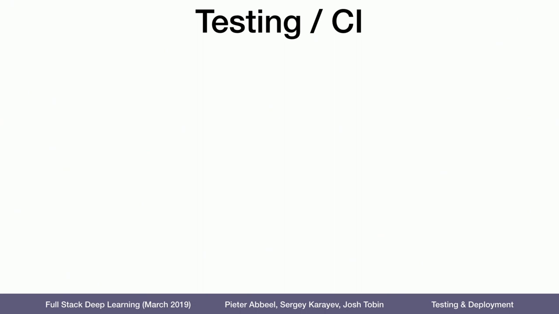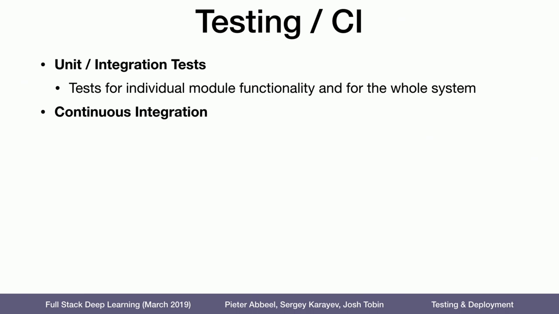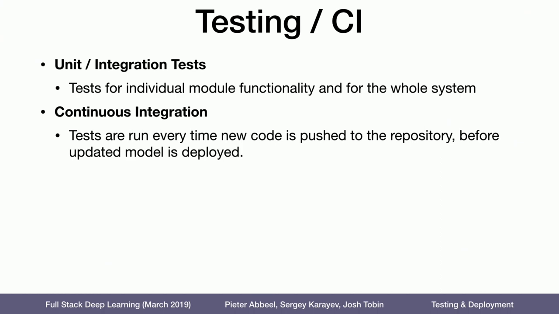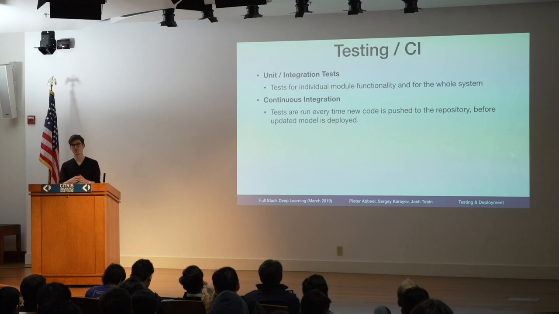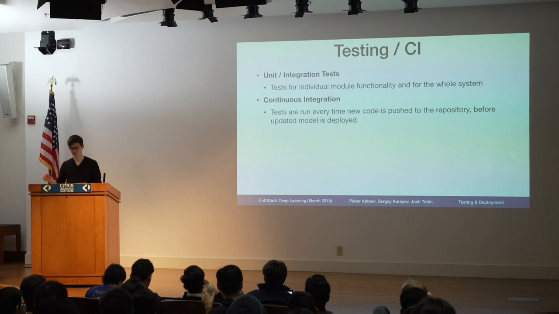So there's unit integration tests and continuous integration. Unit integration test refers to tests for individual module functionality and for the whole system. Continuous integration refers to the idea that every time you push code to the repository that your team shares, you run a bunch of tests, and you don't ever deploy anything until all the tests pass.